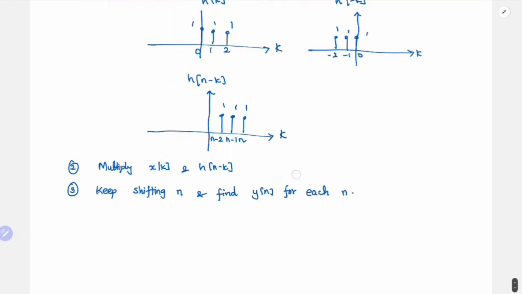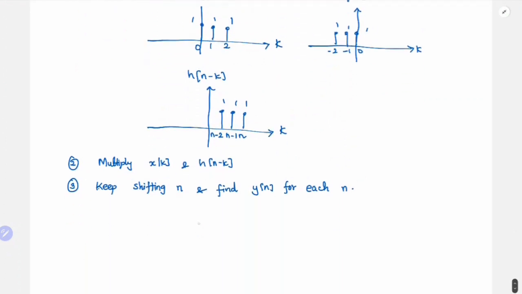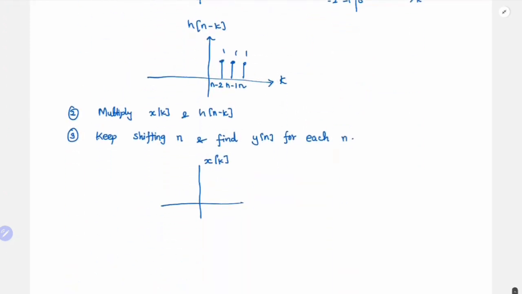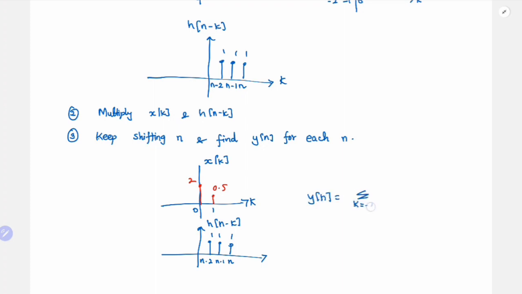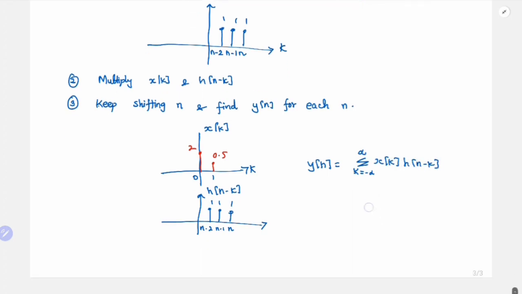Okay. So let me also plot here the x of k. As you know, it is 2 and 0.5, 2 and 0.5. And this is 0 and 1. And my h of n minus k is nothing but 1, 1, 1, n minus 2, n minus 1, n. And my y of n is summation k equal to minus infinity to infinity x of k h of n minus k.